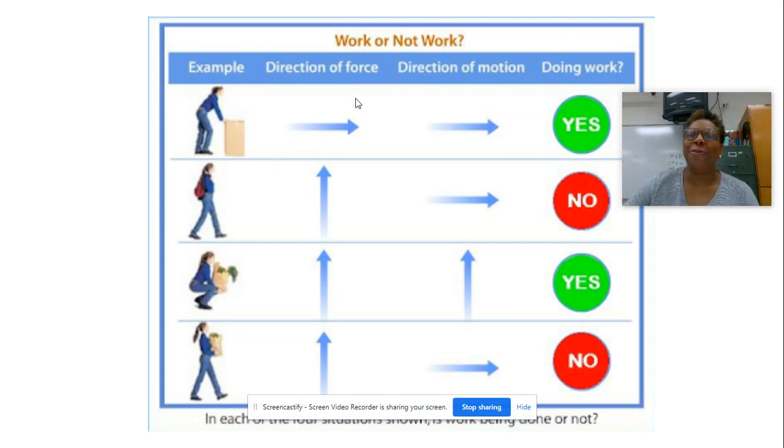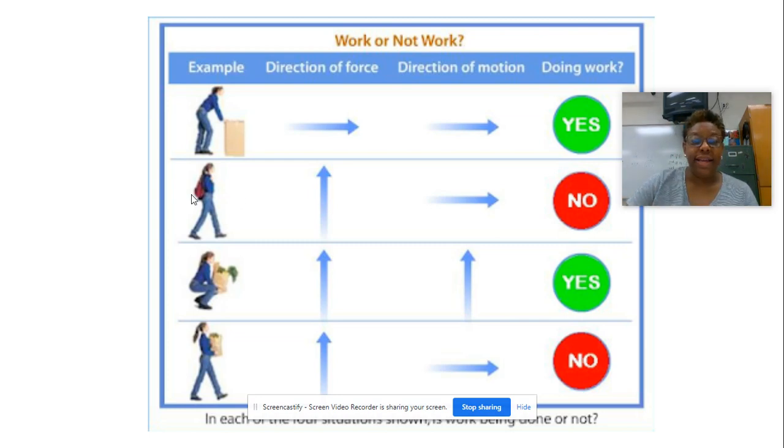All right, so for work to be done, we have to have a force that's applied over a given distance, so a force that causes or creates motion. The caveat is that the force has to be applied in the same direction that the object is moving. So in this instance, the person is pushing the box. The force they're applying is in this direction. The motion of the box is also in the same direction.